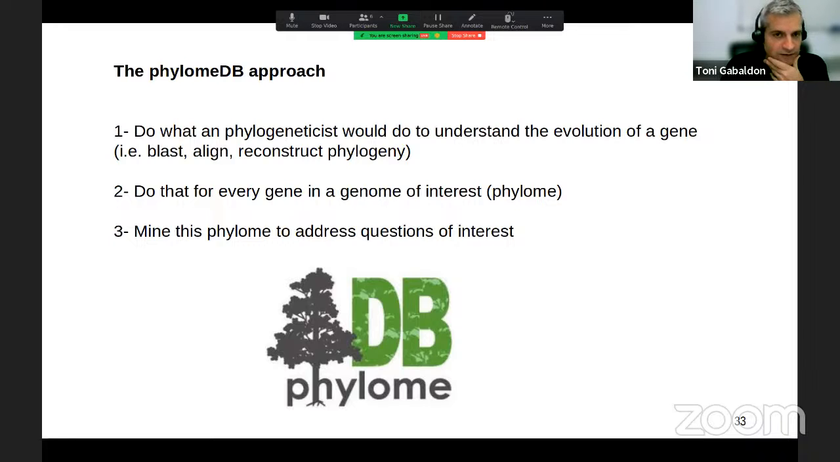And in essence, it is doing what a phylogeneticist will do to understand the evolution of a gene. If you were interested in knowing the evolution of a gene, you probably wouldn't do this network reconstruction. You would start blasting, selecting homologs, aligning those, and reconstructing a phylogeny and looking at the phylogeny. So the phylomeDB approach is doing exactly that, but repeating this in an automated process for every gene in a genome of interest. And this collection of gene trees for every gene in a genome of interest we call a phylome. And then the phylomeDB approach is not only to reconstruct that, but also to mine this phylome to address the questions of interest.